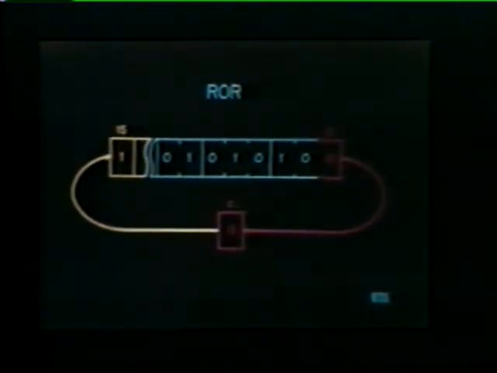There is also an ROR, or rotate right instruction, which is identical to the rotate left, except that the bits are rotated in the opposite direction. In this case, the bits are rotated from the 0 bit to the C bit and from the C bit to bit 15.